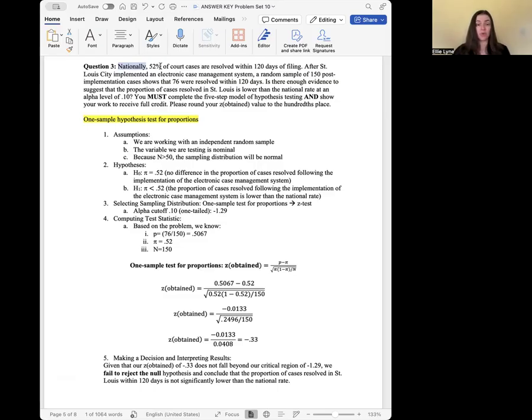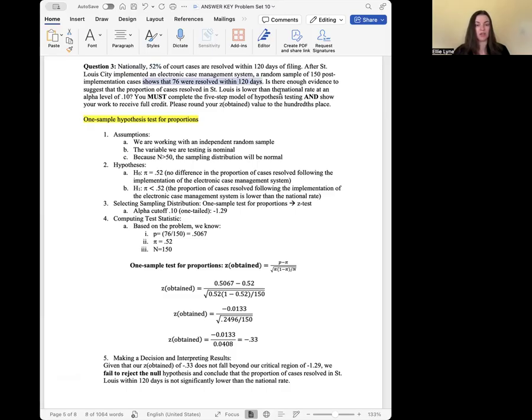The very second word I see is 52%. Okay, great. Usually when I see a percentage, I know that I can easily convert that back into a proportion, right? All I have to do is divide that value by 100. So 52% goes to 0.52 in terms of a proportion. We can confirm that though by just reading the rest of the question again. Court cases are resolved within 120 days. After they implement that case management system, we take a random sample. It shows that 76 were resolved within that time period.